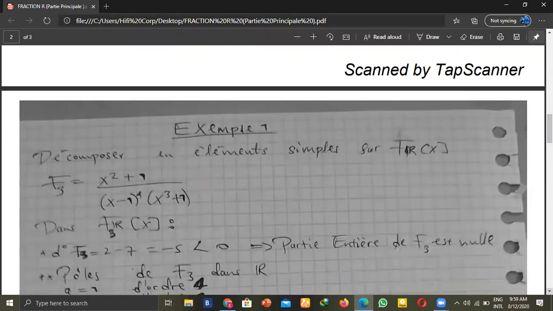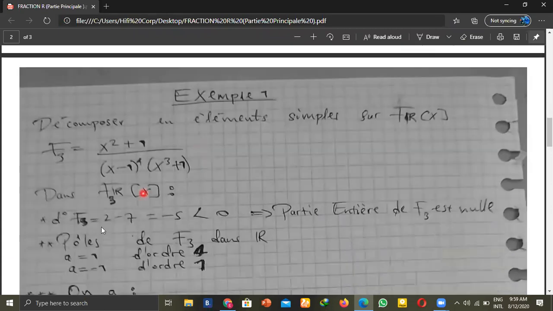So we're decomposing it in R. The degree of F3 is equal to 2. We said it's degree of R minus degree of B, which is 2 minus 7, which will be negative 5, which is less than 0. This implies the partie entière of R3 est nulle. What does it mean? It means this cannot divide this, and its coefficient, which we call the partie entière, is equal to 0.